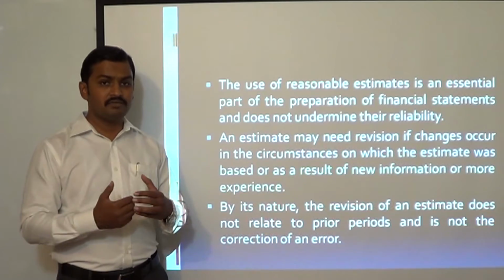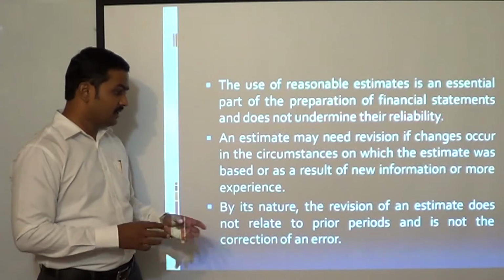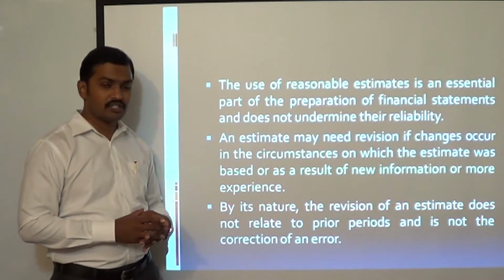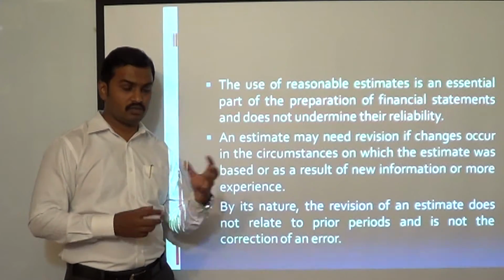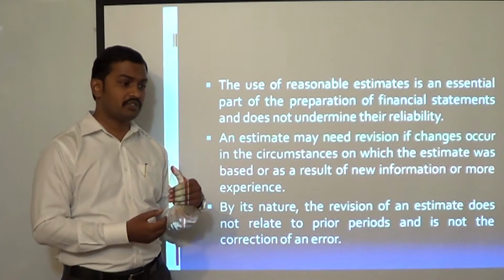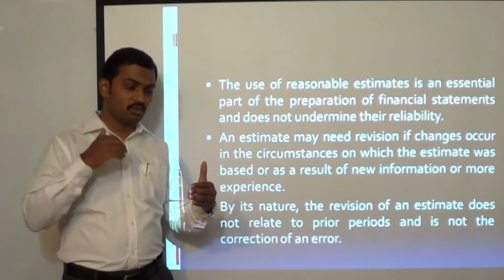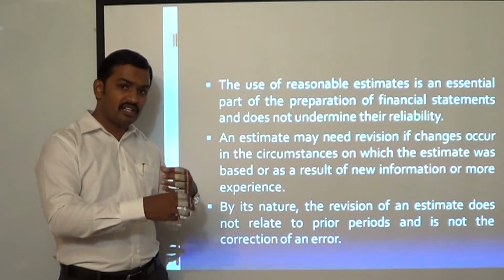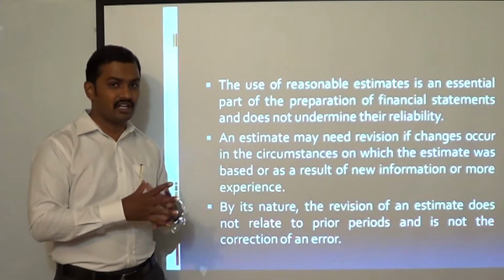So when circumstances, information and experience change, automatically the estimates are also going to undergo a change. By its nature, the revision of an estimate does not relate to prior periods, and it is not a correction of an error. So we should distinguish between what is an error and what is a change in an estimate. By nature, a change in an estimate is not an error. So, accounting treatment for changes in estimates: changes in estimate do not relate to something in the past, they only relate to something in the future. Hence, we are not going to give a treatment similar to that of prior period errors. Okay, so they are not errors.